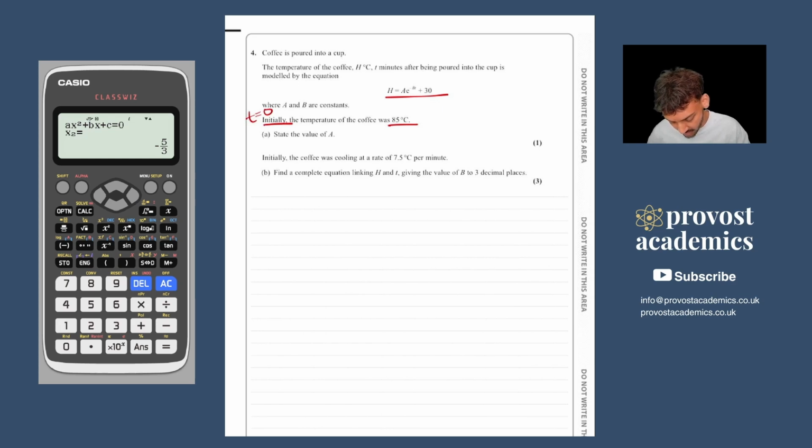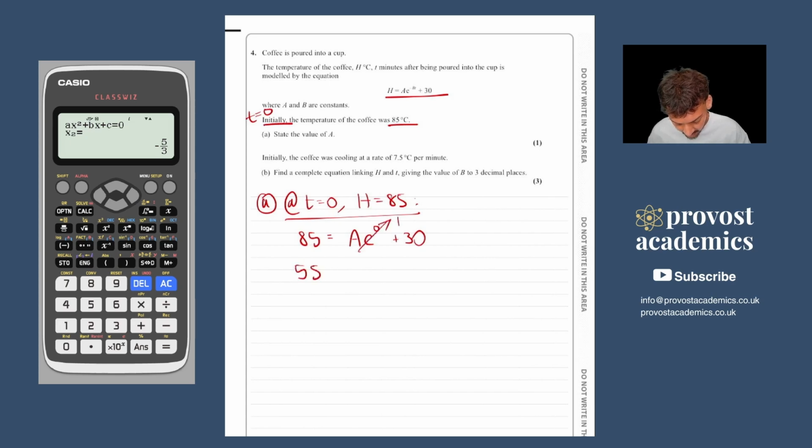Okay, cool. So the idea is, since we know initially, i.e. at time t equals 0, what the temperature is, we can just sub in those pair of values and we can find what A is. So we say that at t equals 0, H is equal to 85. So 85 is equal to a times e to the 0 plus 30. E to the 0 goes to 1, so we end up with 55 is equal to a.